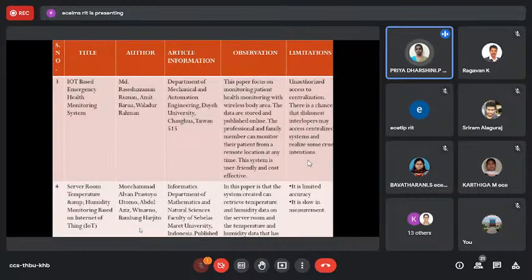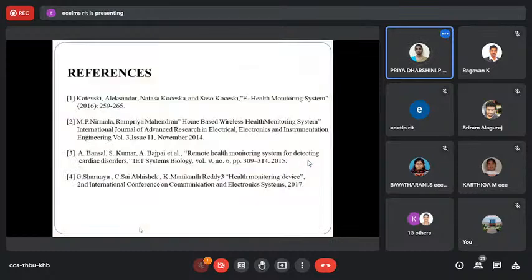The third and fourth papers are for monitoring humidity as well as body parameters, IoT-based parameters as well as humidity monitoring based on IoT. These two papers are based on IoT only. We have received better efficiency, and these papers help us to develop our system. Next slide.